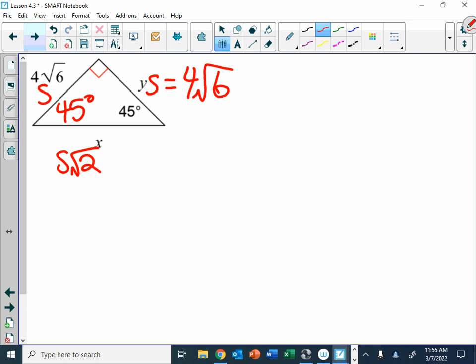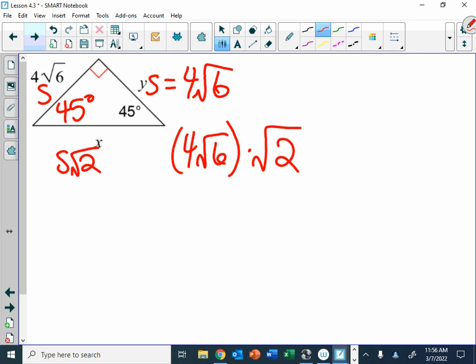I'm glad y'all are going back and looking. Okay? Last class, they were just shouting out things, and none of them were right. Go back and look at your picture while you have it. Okay? So, I need to take s, which is 4 times the square root of 6, and multiply it by the square root of 2.